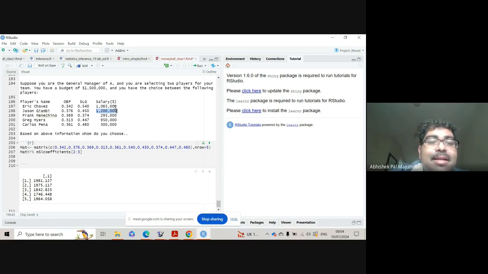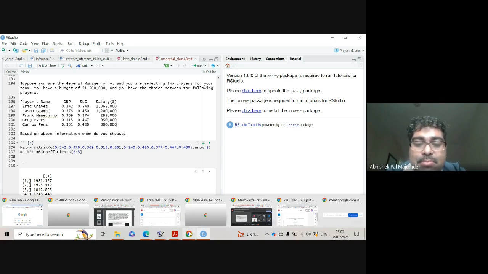So you cannot take these 2 players because it will exceed your budget. What is the next best choice? The third person is Carlos Pena, and his price is 300. So instead of taking number 1 and number 2, you can take number 1 and number 3. They come within 1.5 million, and that is exactly what Paul did back then.